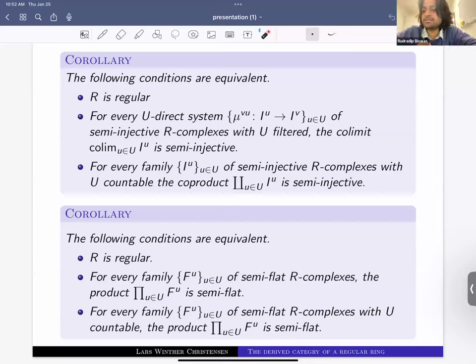Any more questions or comments? Is there a sort of global statement that you can make? What do you mean by global? Something for a noetherian scheme, some similar type of property, maybe some of Stevenson's local global principles. Yeah, the statements here are already for not local rings, right?